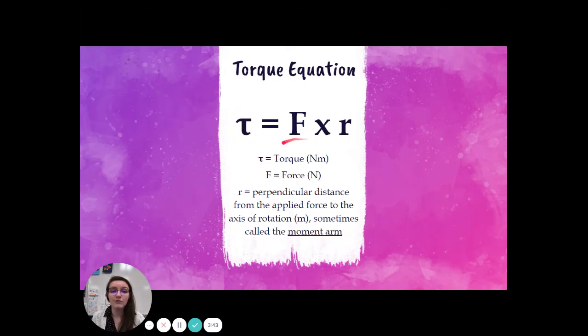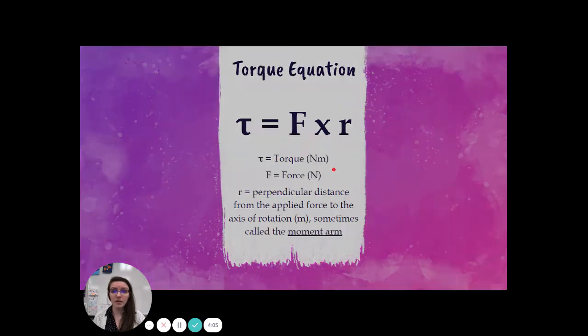Torque is equal to force times distance. This r is the perpendicular distance between my force and the axis of rotation. It's measured in meters and is sometimes called the moment arm. So we've got a force in Newtons times a distance in meters. Torque is measured in Newton meters.